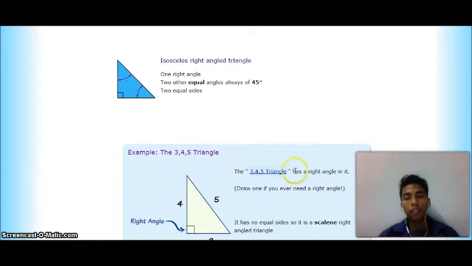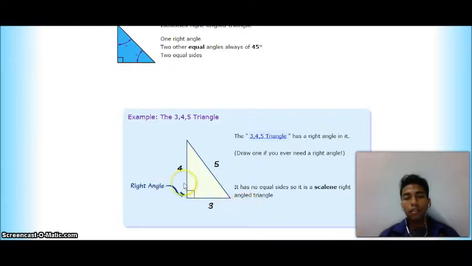Next, I will show you another example of a scalene right angle triangle. This one is another example of a scalene right angle triangle. Why do I say this is a scalene right angle triangle? This is because it has one right angle and two different angles at the two other corners.